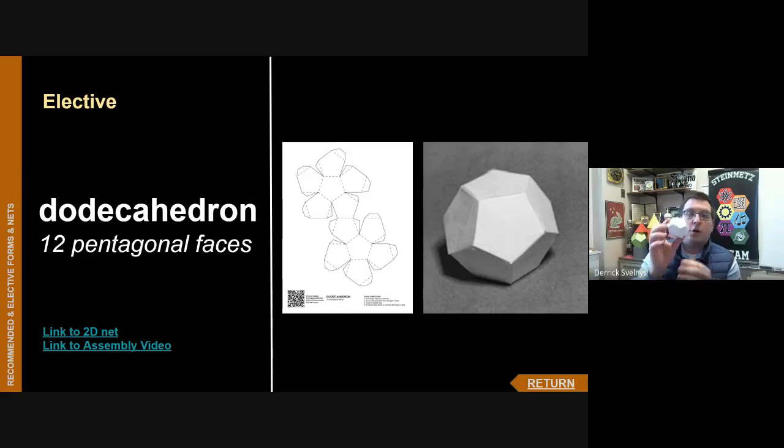Next one is a dodecahedron. This one is probably the trickiest one to assemble. If you look at the net on the screen, there's a lot of the dotted score lines. There's a lot of cut lines. So if you're making this one, be really careful when you do it. Watch the assembly video to give you some hints how to do it. The dodecahedron has 12 pentagonal faces. So all the faces are the same. They're all pentagons. The prefix dodec means 12.